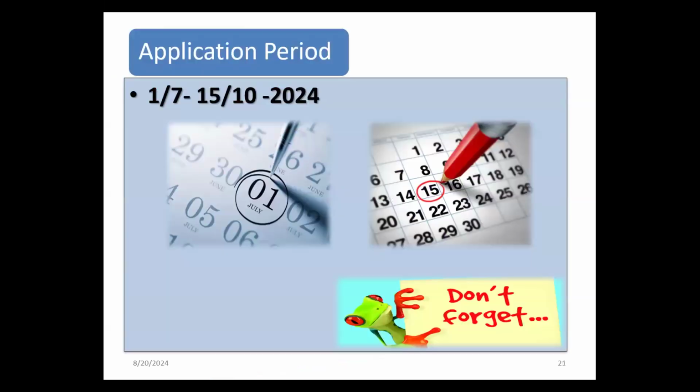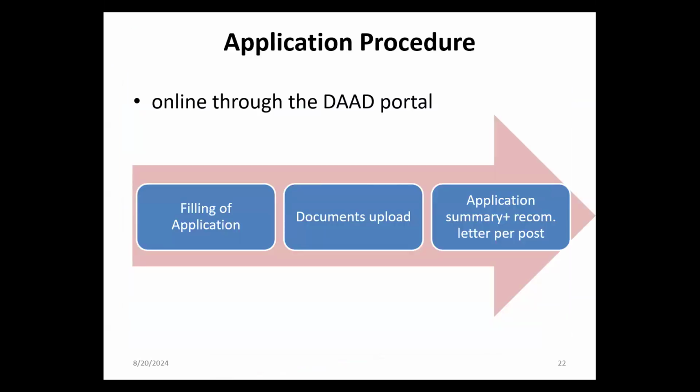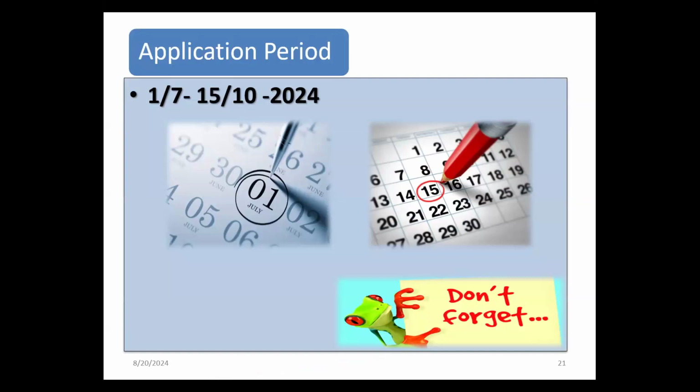I would recommend always, so the application period, I will come back to the application period: from the 1st of July till the 15th of October. You have more or less 3.5 months. In the past, it was only from 15th of September till the end of October. It was only 1.5 months. And now it is 3.5 months, the period of application for the PhD program.